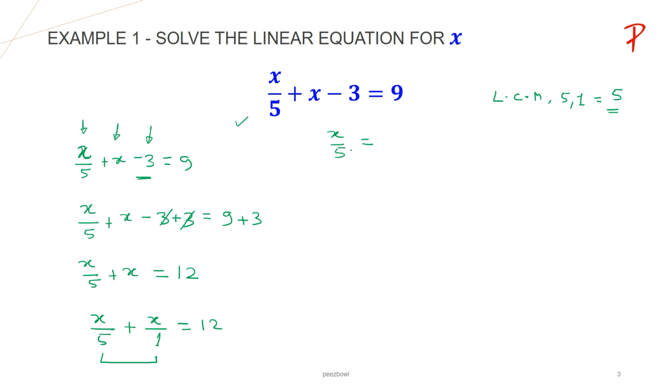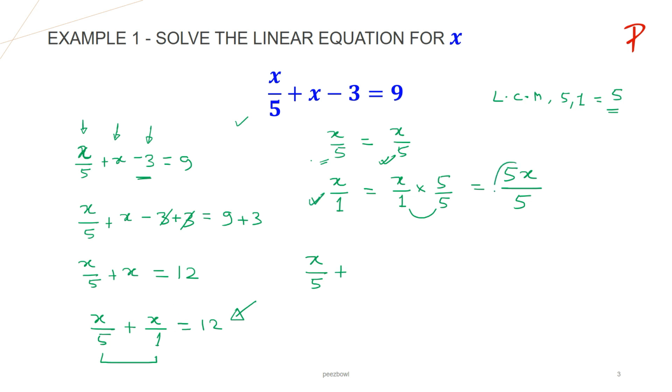For x upon 5 we do not make any change because here the denominator is already 5. So x upon 5 will be x upon 5 only. For x upon 1 I have to make the denominator 5. So what will I do to make the denominator 5? I will multiply both numerator and denominator by 5, right? This way at the numerator's place we have 5x, and at the denominator's place we have 1 multiplied by 5, that is 5. So x upon 5 will be as it is, plus for x upon 1 we can write 5x upon 5.